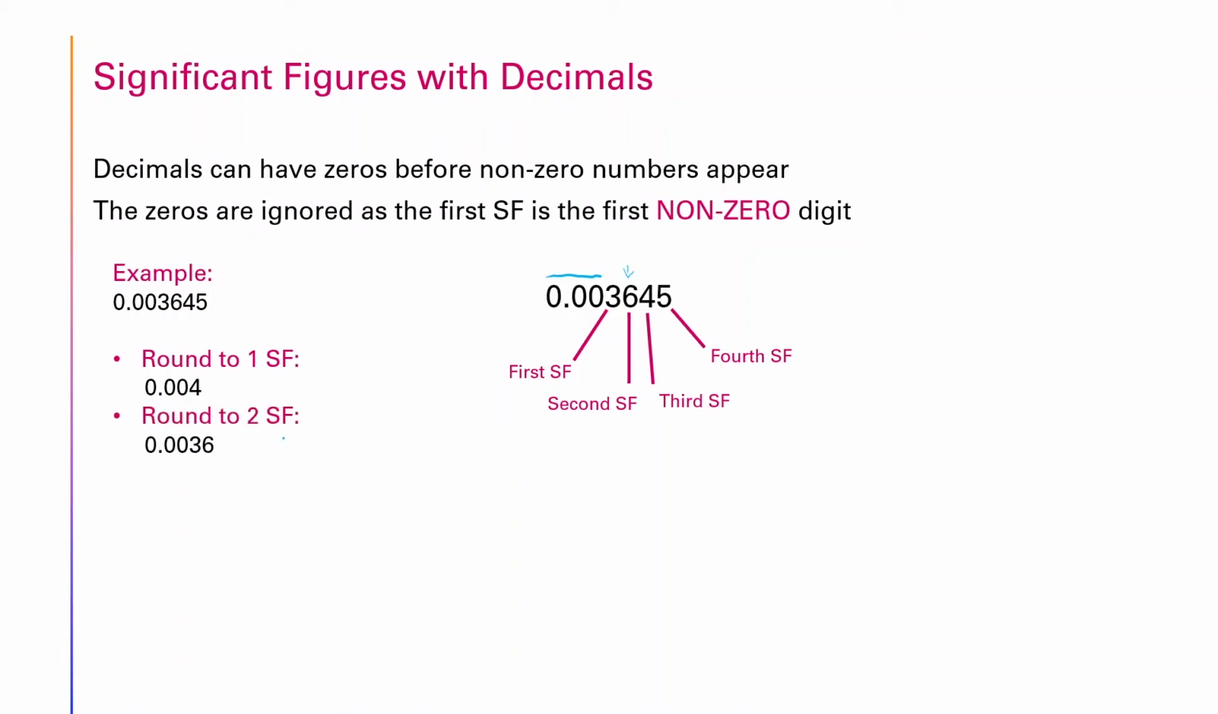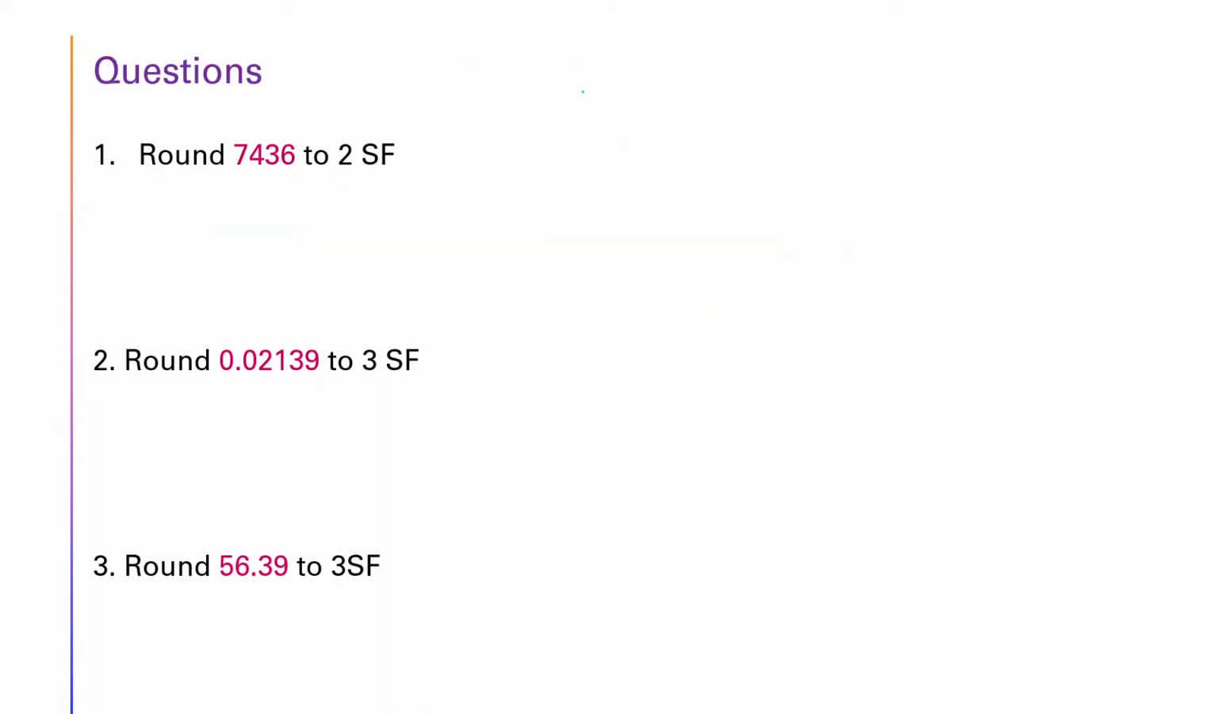0.0036. Now if we were rounding to the third significant figure, the number 4 is the number we would be changing. The number to the right of 4 is a 5, and we know that 5 is rounded up. So our answer would be 0.00365.